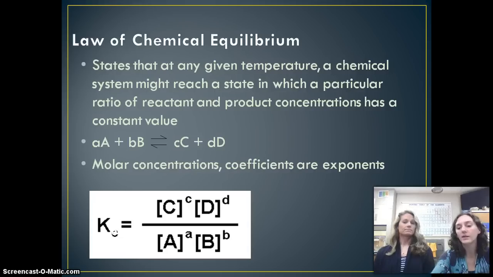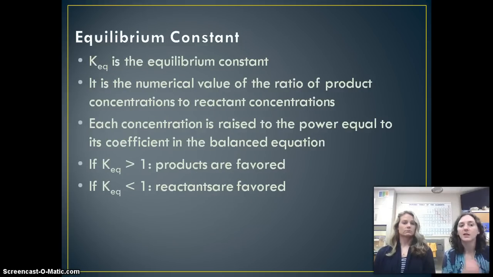That's section 1. Let's go on to section 2. This is, again, dealing with the equilibrium constant. If you had no idea what we're talking about, what the Keq means, at the top, it's the equilibrium constant. It's the numerical value of the ratio of product concentrations to reactant concentrations. So again, the exact same thing we just talked about. Each concentration is raised to the power equal to its coefficient in the balanced equation.